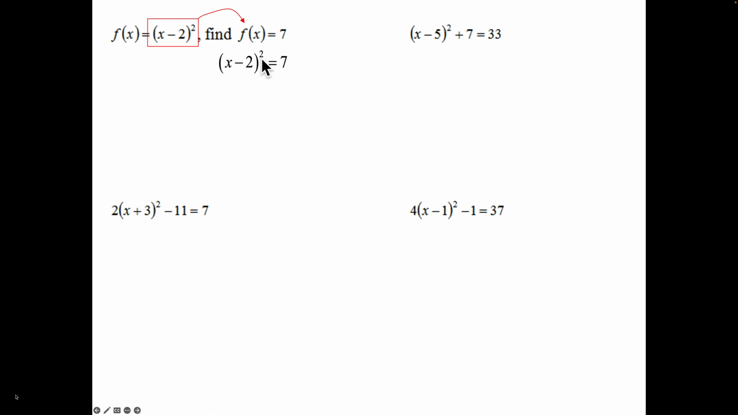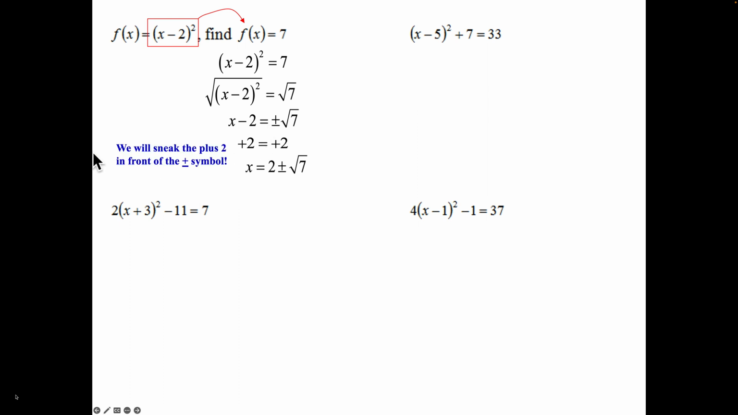Now we have to take the square root first, because the minus 2 is on the inside of the parentheses. So x minus 2 equals plus or minus the square root of 7. We'll add over the 2, sneak that in front of the plus or minus, and there will be my answer. So those are the two answers. 2 plus the square root of 7, 2 minus the square root of 7.